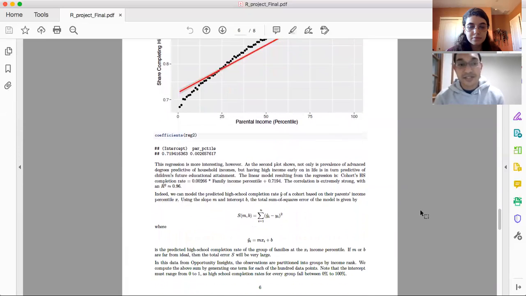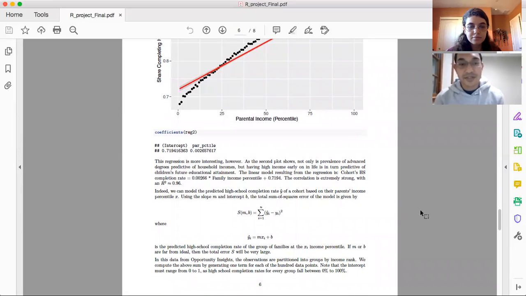The line of best fit we get from this regression is the equation: high school completion rate of the cohort equals 0.00266 times family income percentile plus 0.7194. And as you can see, the correlation is very strong, with R squared equals 0.96.